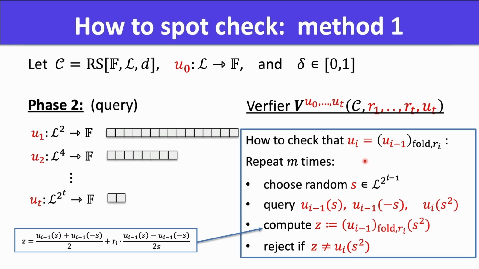So what we're doing here is choosing m random points. We're checking that the folding was done correctly by opening 2 points in u_{i-1} and comparing that to the corresponding point inside of u_i. And if any of those checks fail, we abort and reject. And of course we do this for each and every one of the oracles. So this process is repeated m times per oracle, and we do this for all t oracles.